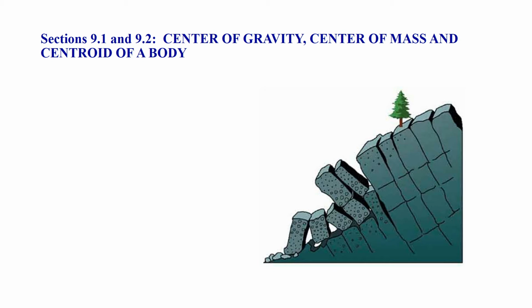In this module, we're going to look at the center of gravity, center of mass, or centroid of a body. We need to understand where the effective gravity would act for a body to decide something like shown in this image, whether or not a block is going to be stable or whether it might topple and be unstable.